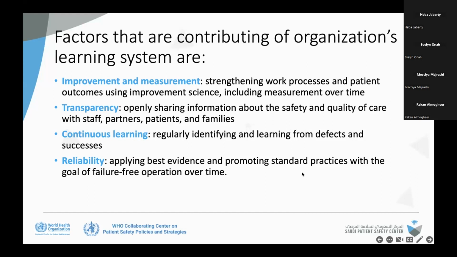Transparency means that we have to openly share information about patient safety and care with the staff, patients, and families through dashboards, magazines or newsletters, whatever tools and methodology you have in your organization. Continuous learning means that we regularly identify and learn from defects, and share and learn from other experiences from different units and departments. Reliability means that we always rely on best practice and promote the standard goal of failure-free operation over time.